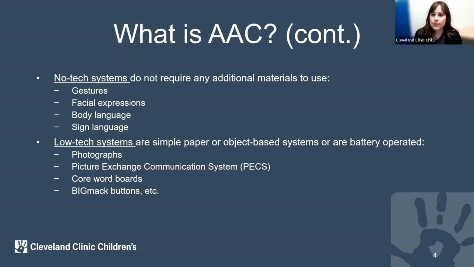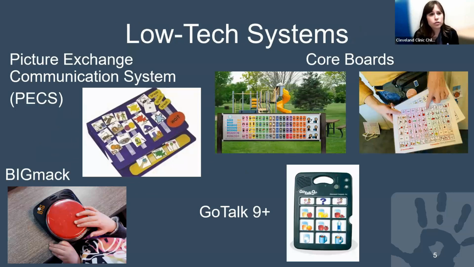Some low-tech systems are simple paper or object-based systems, or they're things that are battery-operated. These include things like photographs, picture exchange communication systems, which we call PECs, core word boards, Big Mac buttons, etc. So some pictures of those you can see up in that top left. There's our PEC system where an individual can pull off an icon and hand it to someone to indicate what they're wanting to communicate.